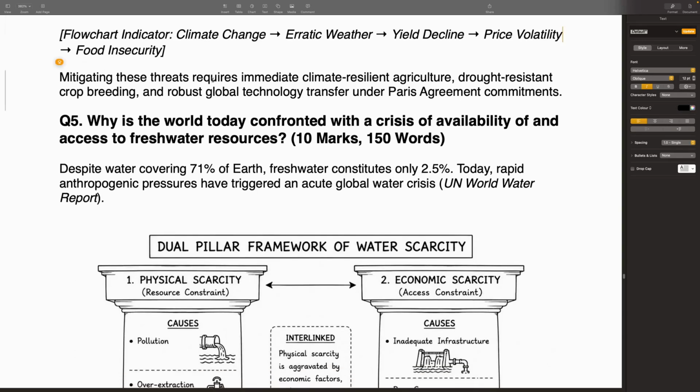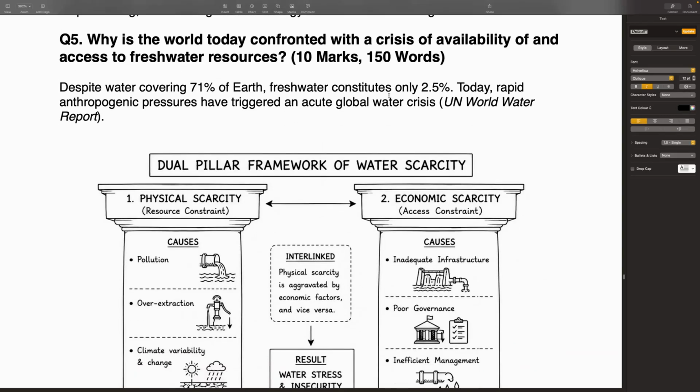Mitigating these threats requires immediate climate resilient agriculture, drought resistant crop breeding, and robust global technology transfer under Paris Agreement commitments. Why is the world today confronted with a crisis of availability of and access to freshwater resources? Despite water covering 71% of Earth, fresh water constitutes only 2.5%. Today, rapid anthropogenic pressures have triggered an acute global water crisis.